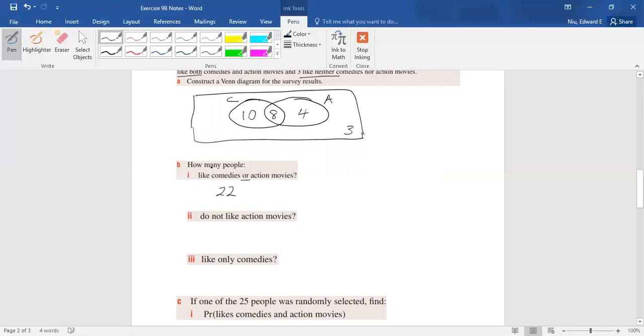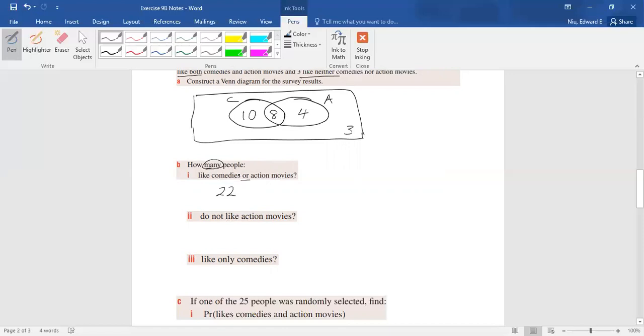Now, the key here is it's asking how many. All right. So it's not talking about the probability. It's just talking about how many people like comedies or action movies. 22. Now, if we were to write 22 over 25, that implies that there's less than a whole person that likes comedies or action movies. So for these questions where it says many, don't put it as a fraction.